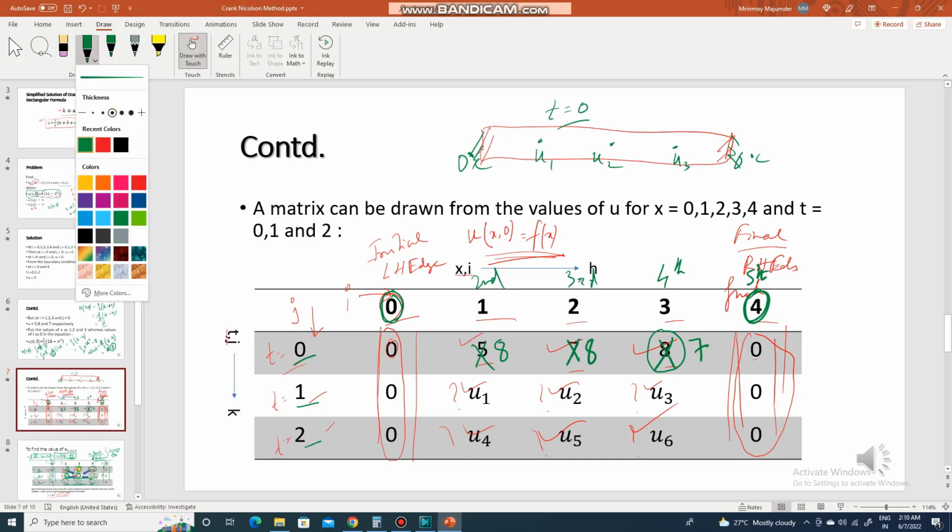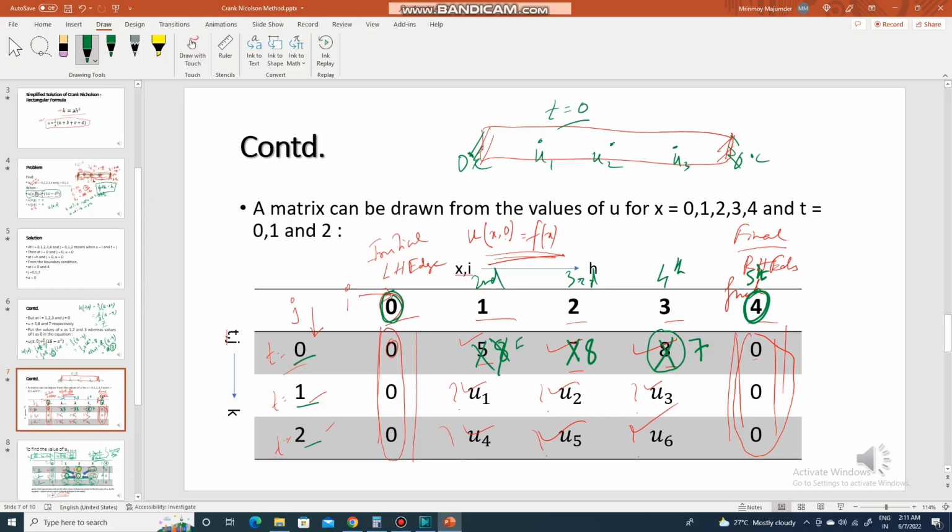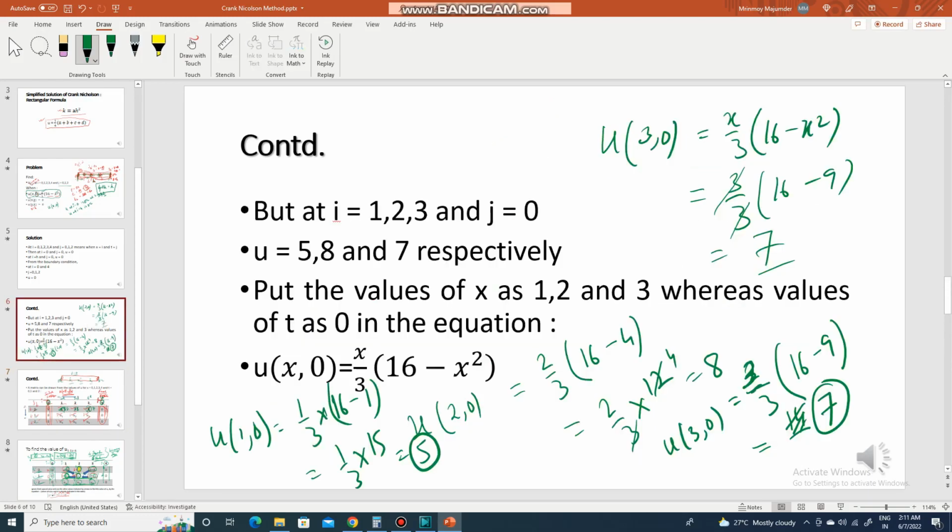So this is not 8 also, this is your 5. This is correct. So you can understand how U1 is found out, how U2 is found out, how U3 is found out with the help of this equation. Correct?